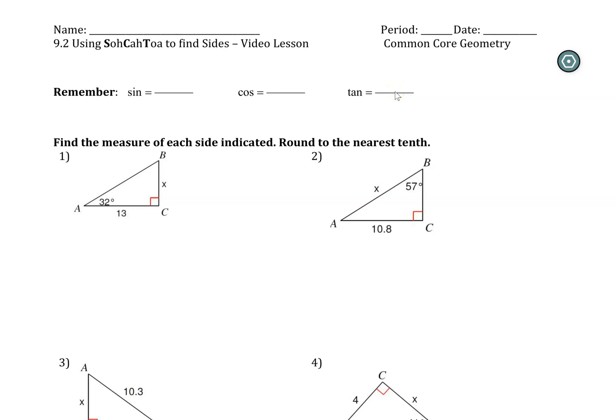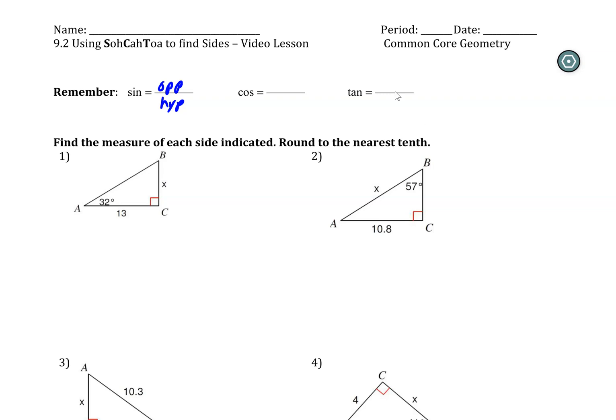Video lesson 9.2. So we're going to utilize our trig functions here to actually find the side lengths of these right triangles. So let's just recap what SohCahToa means. Sine and its relationship: for sine, that's the opposite side over the hypotenuse. I'm abbreviating here, but that's the ratio that sine has with the right triangle.